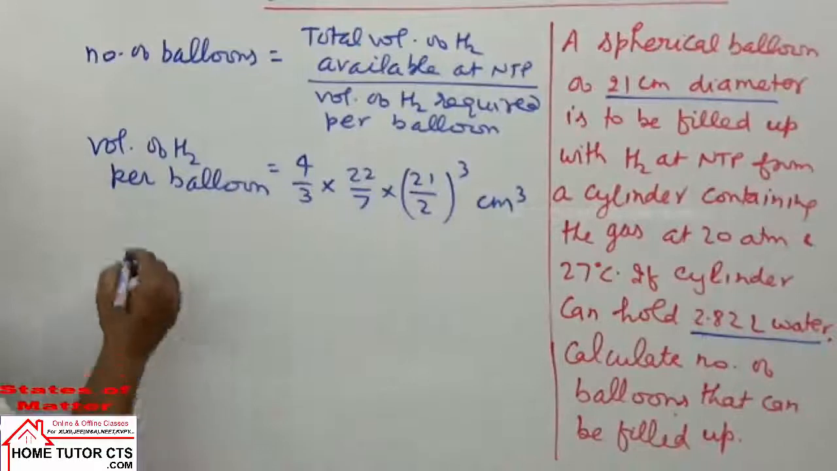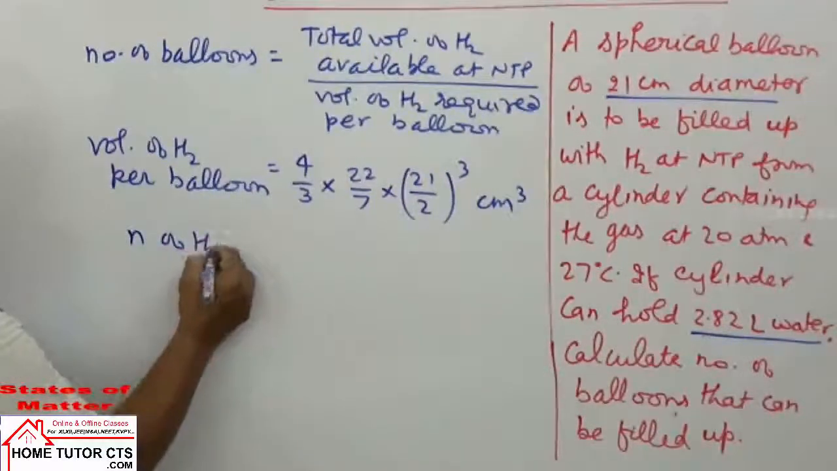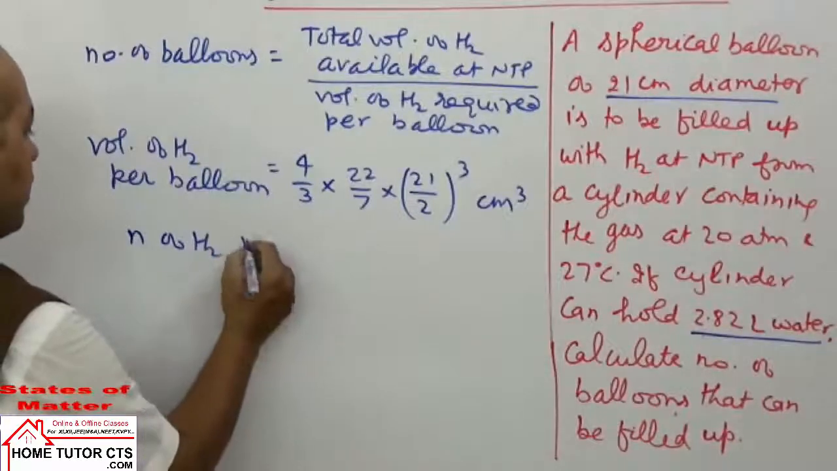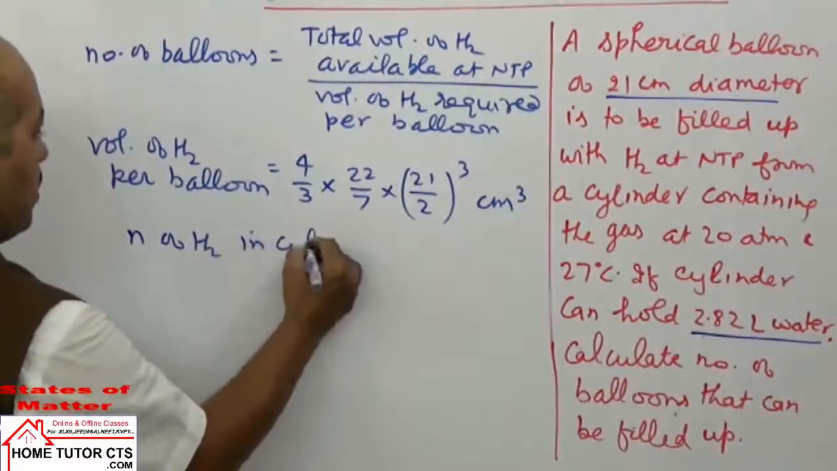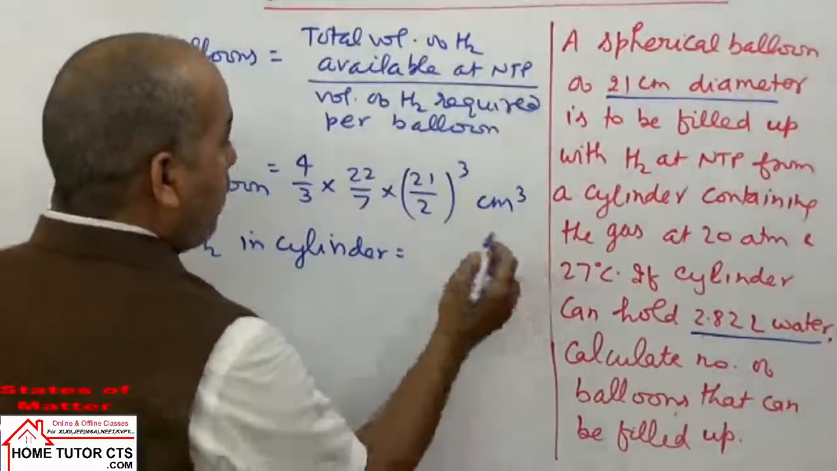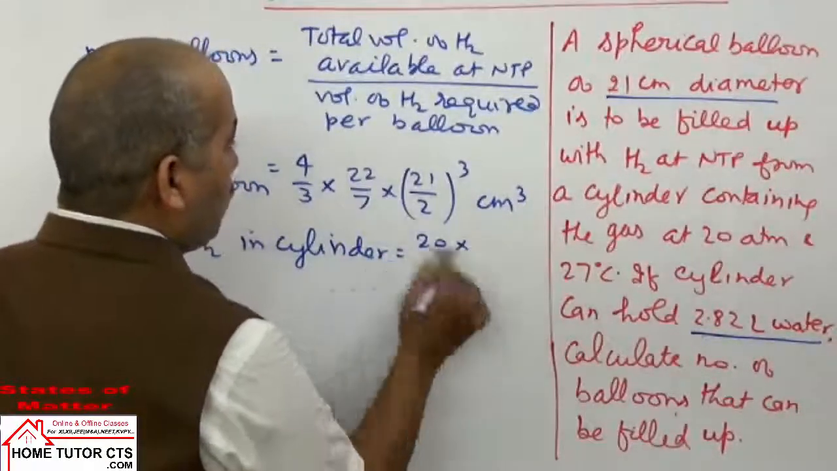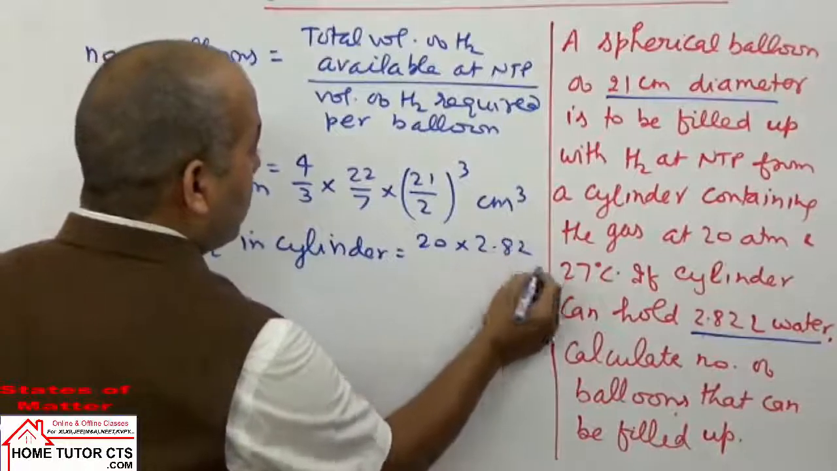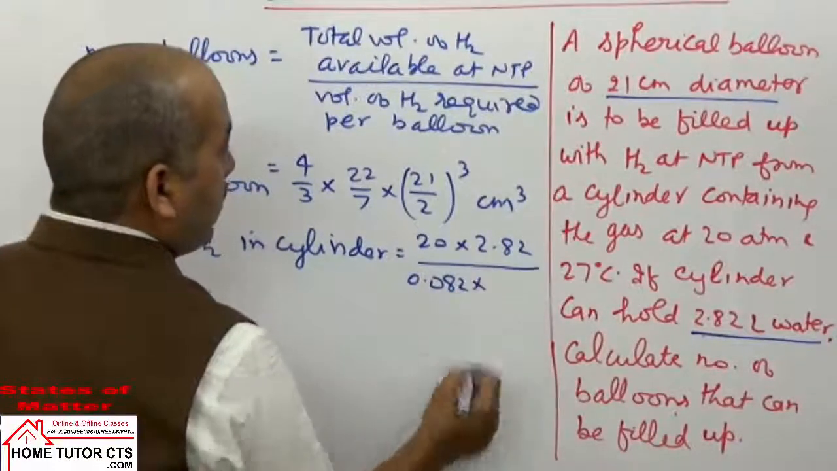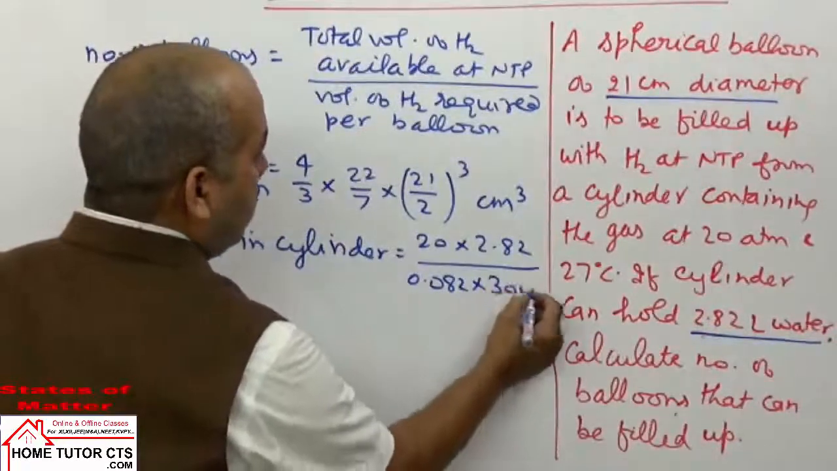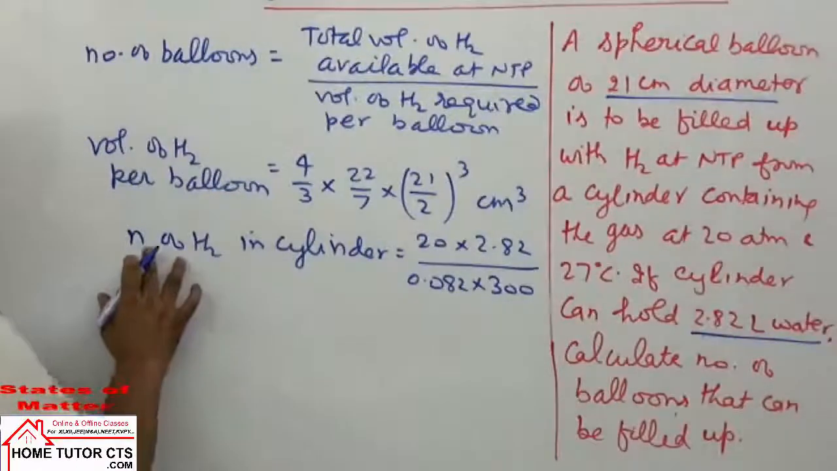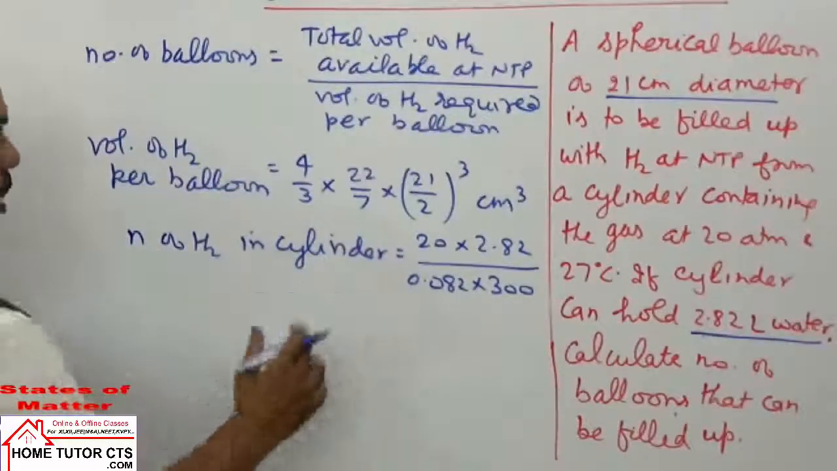From this volume you can find the moles of hydrogen in the cylinder. In cylinder कितना आएगा? PV upon RT. P दिया है pressure 20 atmosphere, volume 2.82 liter, R gas constant 0.0821, temperature in Kelvin scale 300. That is the number of moles of hydrogen in the cylinder.